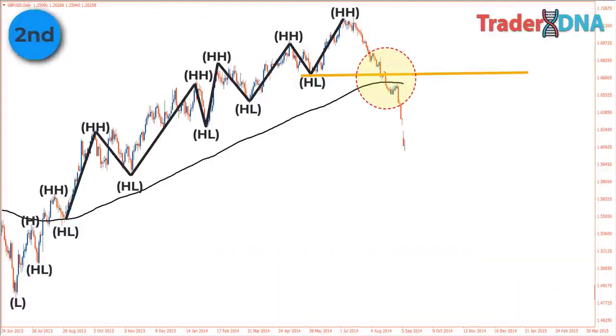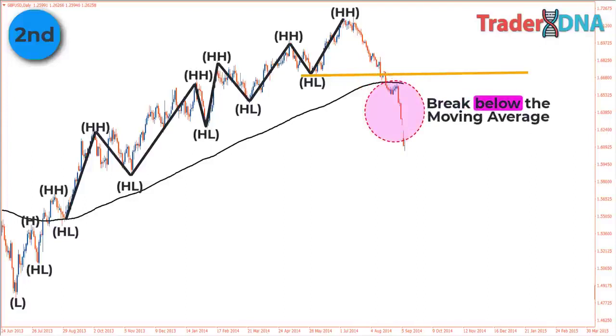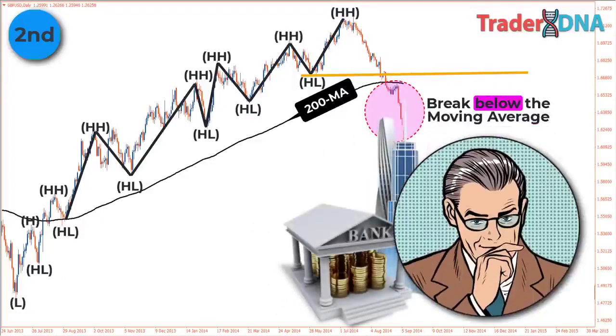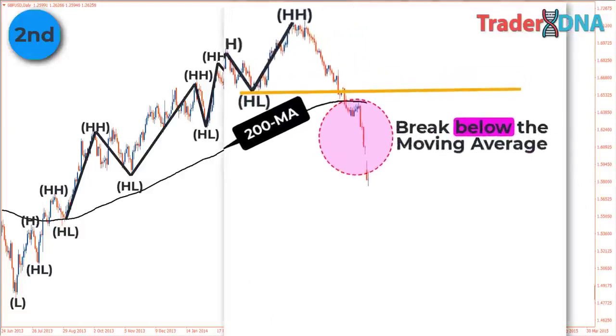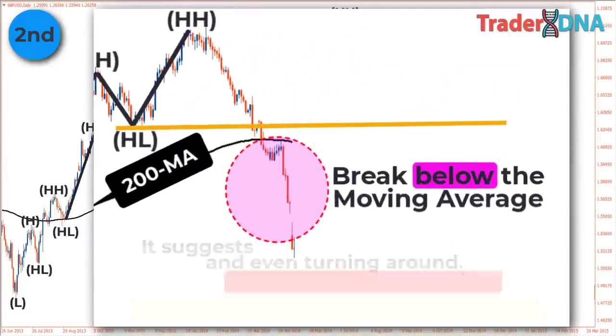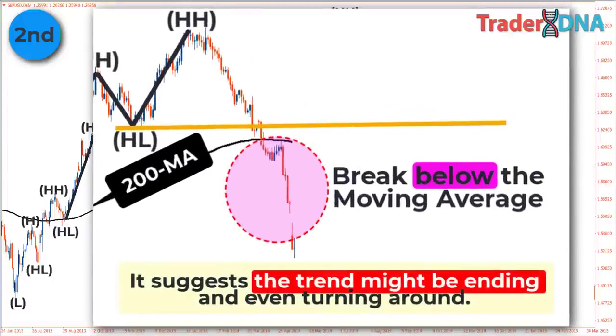Second, wait for a break above or below a moving average. You can also use moving averages to help you see when a trend might be changing direction. When you use certain moving averages, it's like having support from big traders. Imagine the 200-day simple moving average. It's a number that many big banks and fund managers pay attention to. If a market drops below this 200-day moving average, it's a significant sign. It suggests the trend might be ending and even turning around.